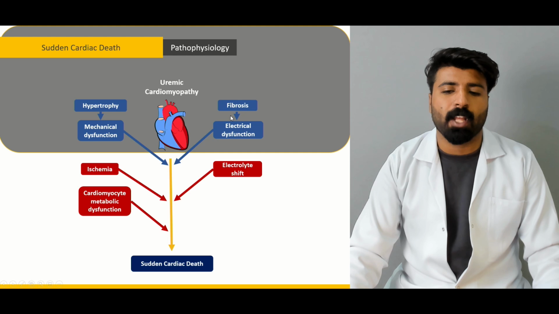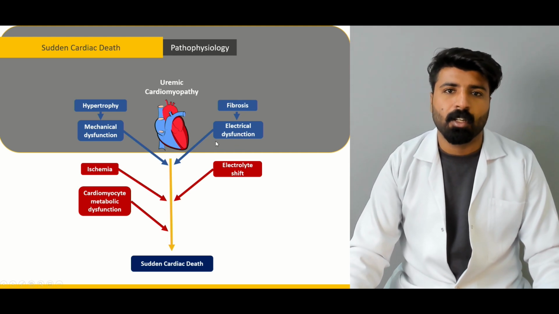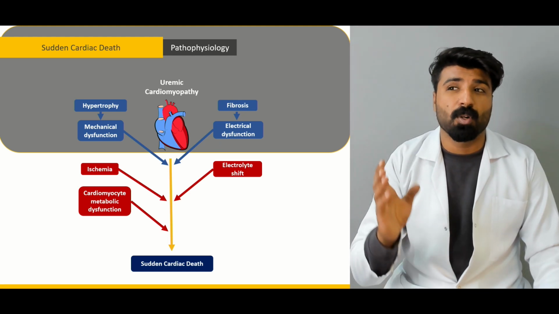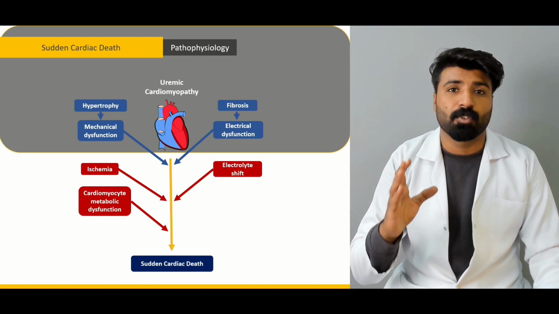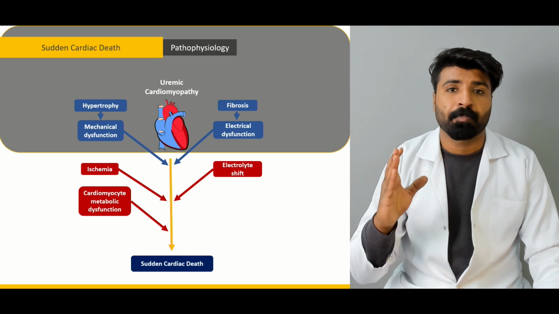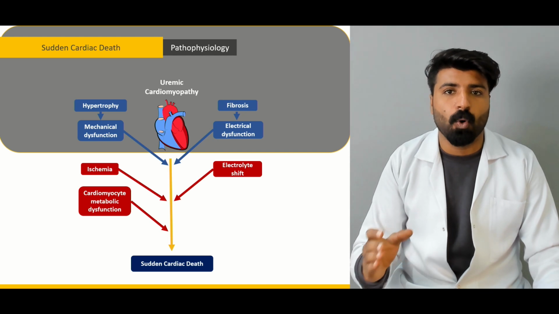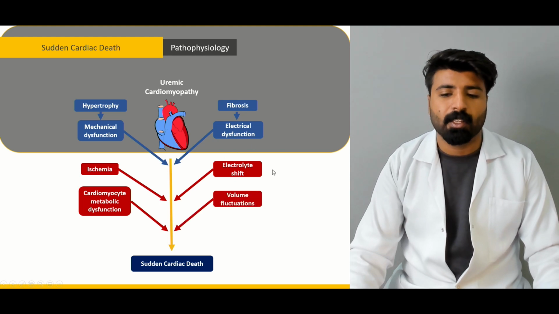In electrical dysfunction, an electrolyte shift will happen. What do you mean by electrical dysfunction? It means that if fibrosis has happened, all of those electrolyte imbalances, all of those shifts, all of those messages, all of those junctions which were working properly, will go under dysfunction. They will go under electrical dysfunction, and this electrolyte shift will come in. That will lead to volume fluctuations, and these volume fluctuations will lead to sudden cardiac death.